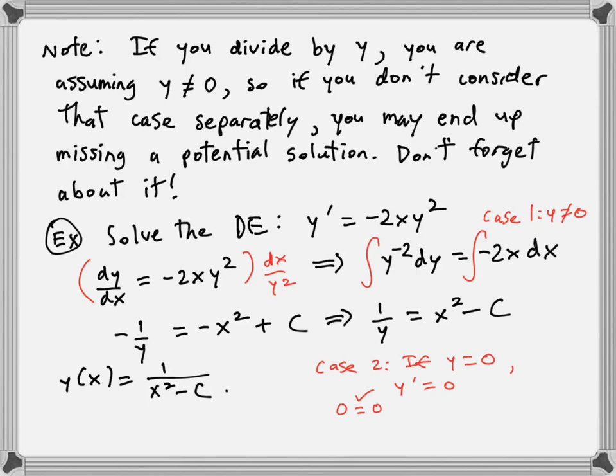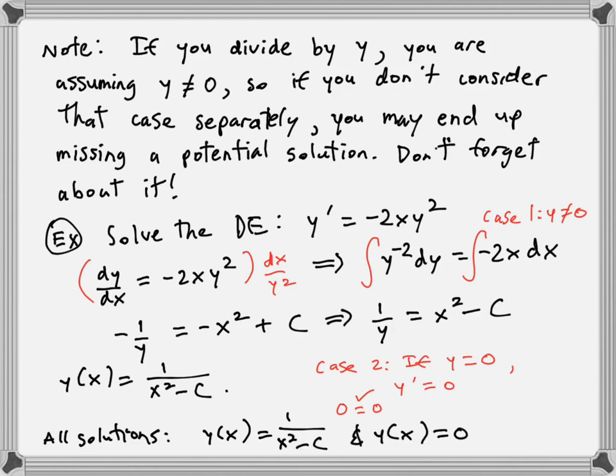So how would you write this answer? All solutions: y of x is equal to 1 over x squared minus c, and y of x is equal to 0. These are all solutions to the differential equation. You've got a family of functions plus one extra function that we missed, which is the 0 function. In other words, it's just the trivial function.